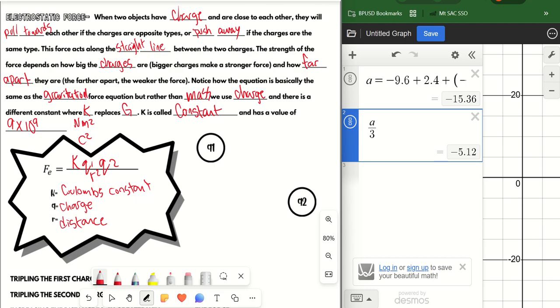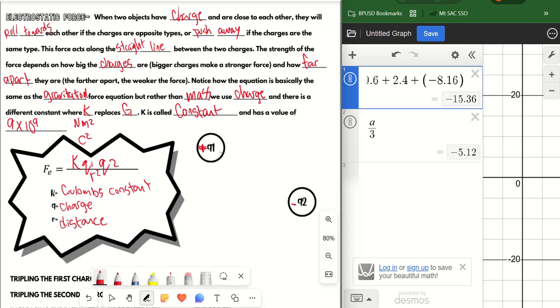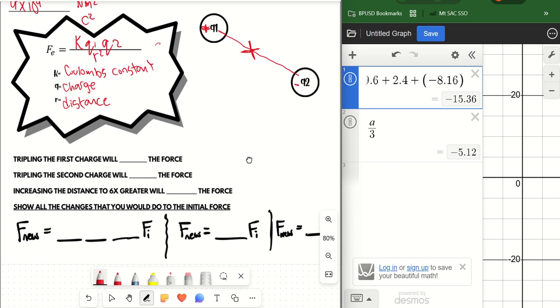And if I was looking at 2 charges, let's say that this one is positive and this one is negative, there's going to be a straight line between them where each one is going to be attracted to the other. And the way that we would calculate this force would be by using this equation right here. So KQ1, Q2 over R squared. Now let's take a look at proportional reasoning with this.